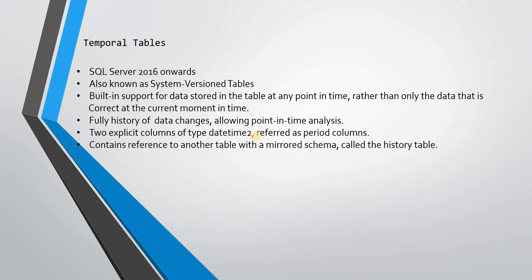For temporal tables, two explicit columns of type datetime need to be used, and they are referred to as period columns. With the help of these columns, the active, live data and the passive data are identified. The table then contains a reference to another table with a mirrored schema, called the history table. When you create a temporal table, it creates a table with the same schema under that table itself, called the system version table.